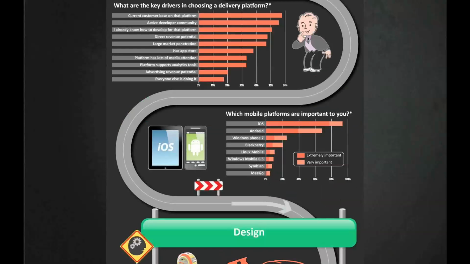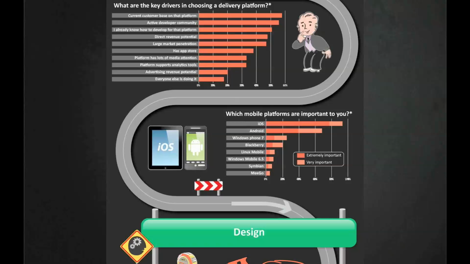We then asked which mobile platforms are important, and iOS came out at a little bit over 90% when you add up extremely important and very important. Android came out at around about 70%. The other platforms are really also rans, certainly at the moment anyway.